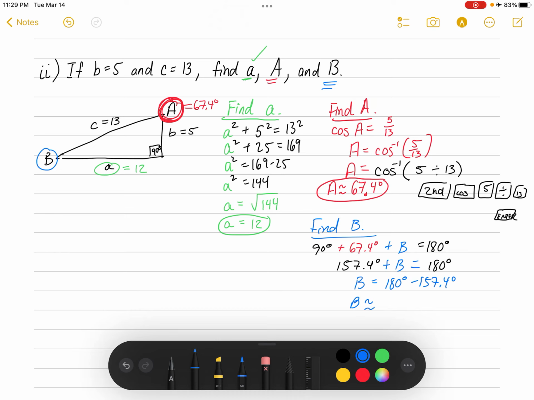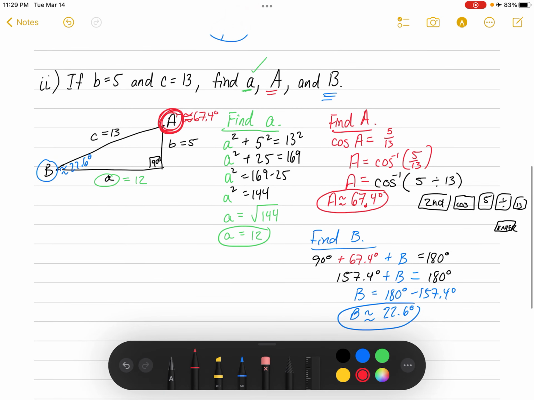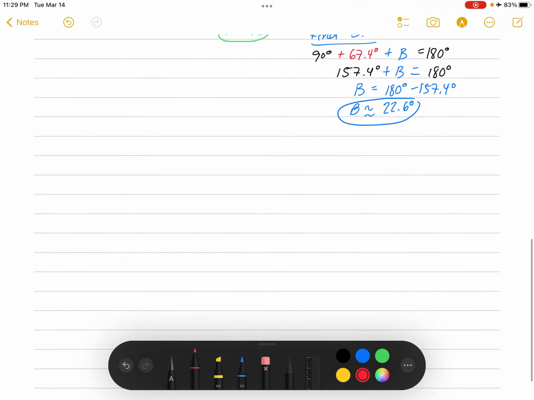Why am I saying approximately? Well, I rounded off earlier the 67.4, so this is approximate as well. 180 minus 157.4, that's 22.6. So B should be about 22.6. So these are approximations to the nearest degree. I think the nearest degree is fine. All right, so we completed that triangle. We got all the sides, we got all the angles.